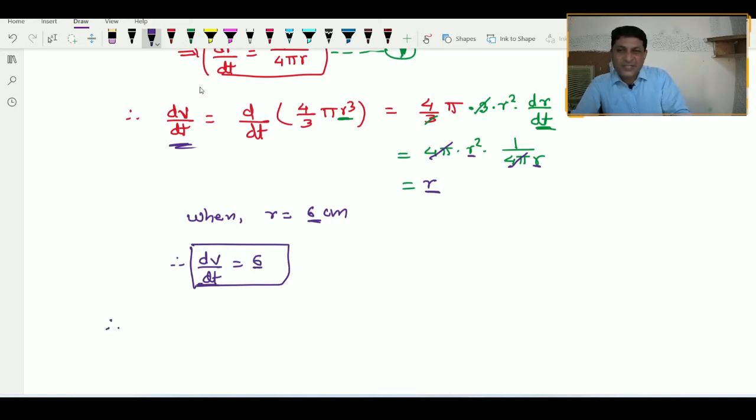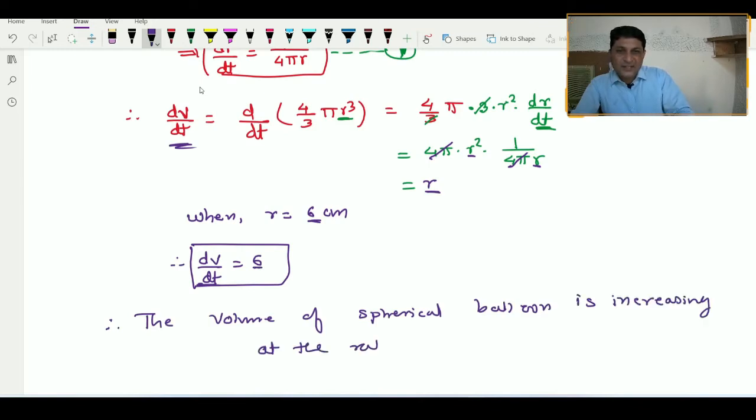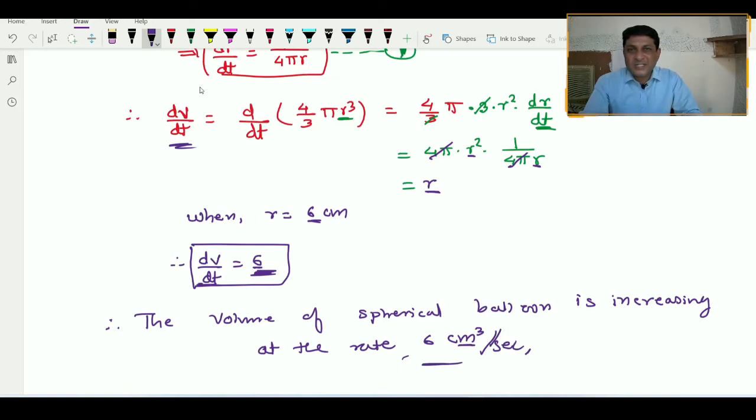So that's why we can say that the volume of the spherical balloon is increasing at the rate of 6. But here the unit of measurement is cubic centimeter per second, because we know that the unit of measurement of volume is cubic centimeter. In this way, we have got our required value. We can say that the volume is increasing at the rate of 6 cubic centimeter per second.